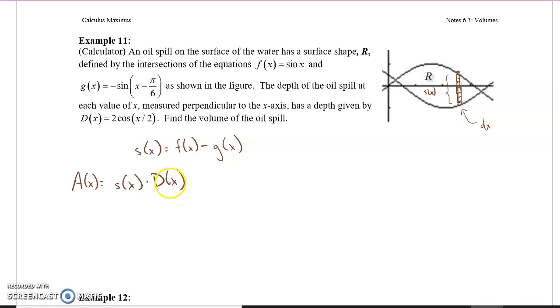Okay? And then we will try to integrate that. We will try to integrate that from this x value to this x value. So this is my x equals a, and this is x equals b. So to find the volume, we'll integrate from a to b of s of x times d of x dx.